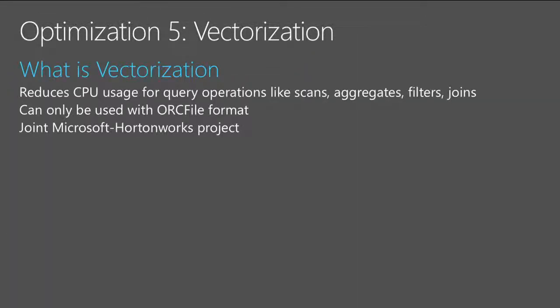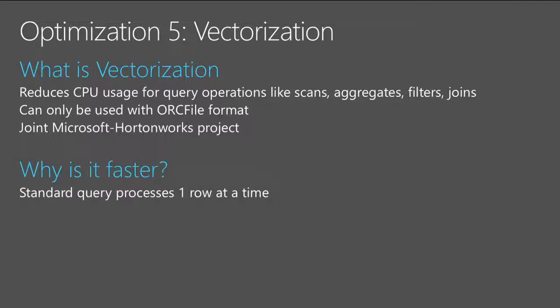Optimization 5, which is vectorization. So what is vectorization? Vectorization was a technology jointly developed by Microsoft and Hortonworks. This is an example of where we actually took the open source code, used it, enhanced it, and then gave it back to the community, right? A couple of things with vectorization. It reduces the CPU usage for query operations like scans, aggregates, filters, and joins. And it can only be used with ORC. So if you have ORC, that's the only time you can use vectorization.